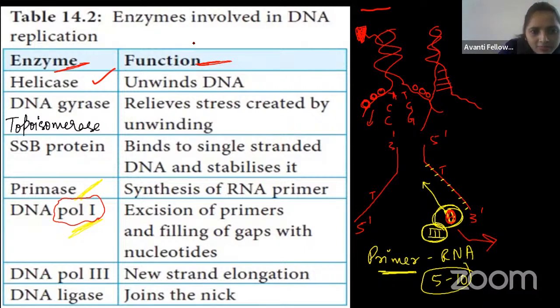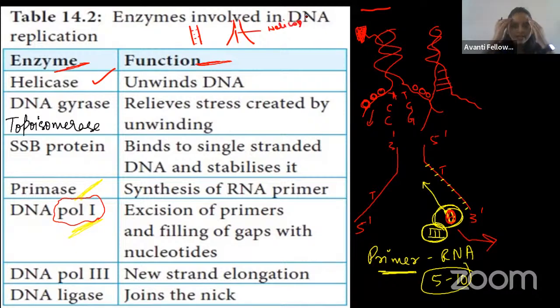For example, this is a double strand DNA. What we have to do? We have to separate that, right? So how will we separate? We will separate like this, right, guys? So here, see, I have separated, right? For this separation, I require a helicase enzyme.